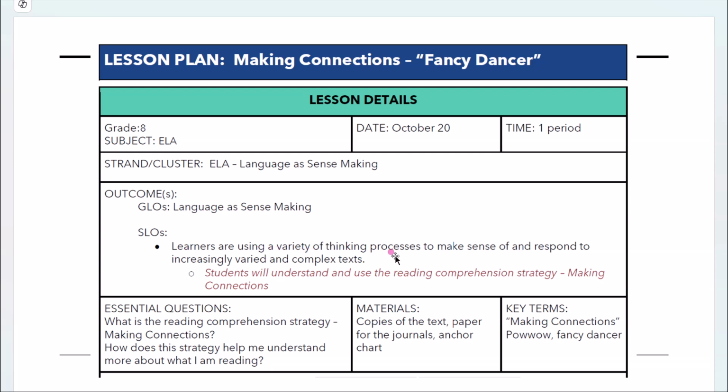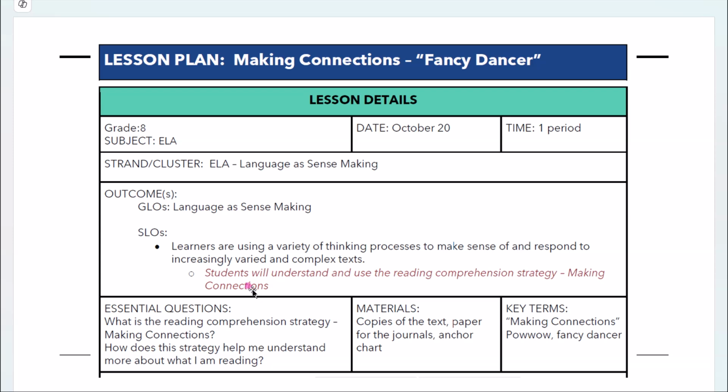So we're doing language as sense making. Learners are using a variety of thinking processes to make sense of and respond to increasingly varied and complex texts. That is copied and pasted from the grade band page. However, it's still not specific enough for one lesson. So what I did was I added this and I put it in red italics to note to myself that I wrote this. And so I'm going to start the sentence with students will understand. So by the end of this lesson, students will, you have to have some sort of a statement like that of what your actual focus is for your lesson.